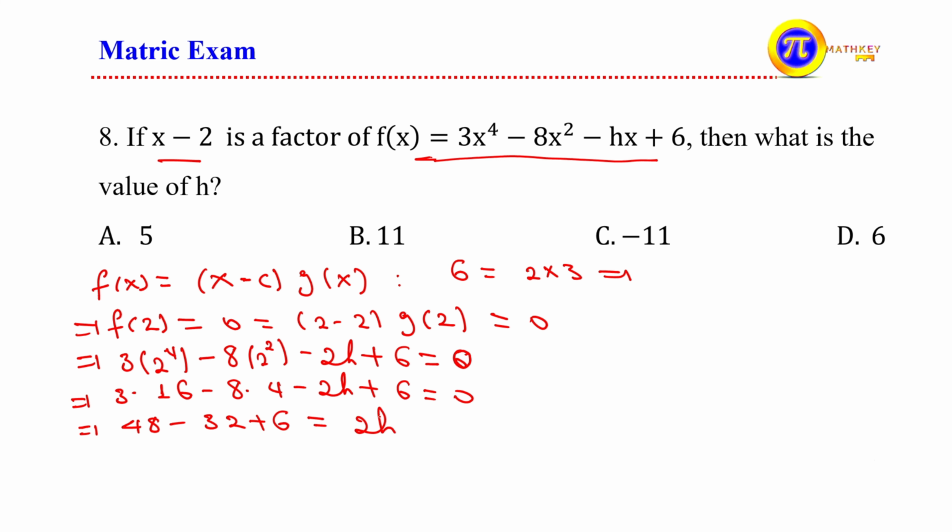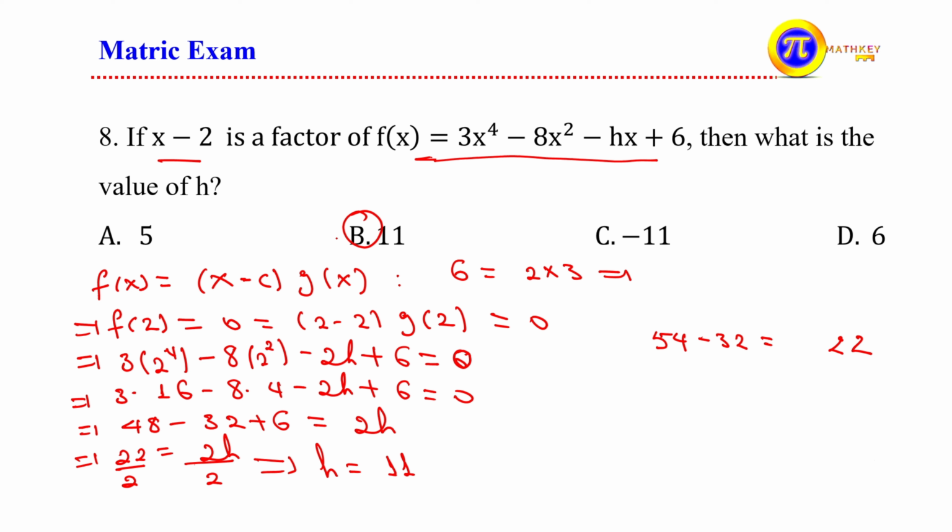equivalent to twice h. Let's take the variable to the right side. 54 minus 32 is equal to 22, which implies 22 is equivalent to twice of h. After that, solve for h. To solve h, divide both sides by 2. This h is equal to 11. So from the given choices, the alternative is 11. That is B.